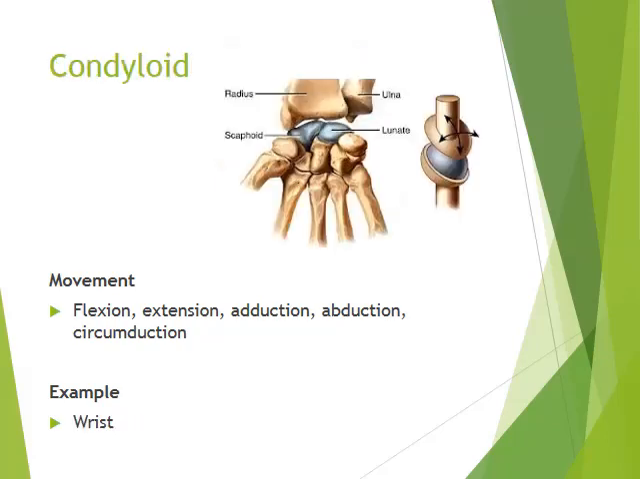A condyloid joint is where there is a convex and a concave surface of two bones, and they roll across each other. It provides flexion, extension, adduction, abduction, and circumduction, and is commonly found in the bones of the wrist.